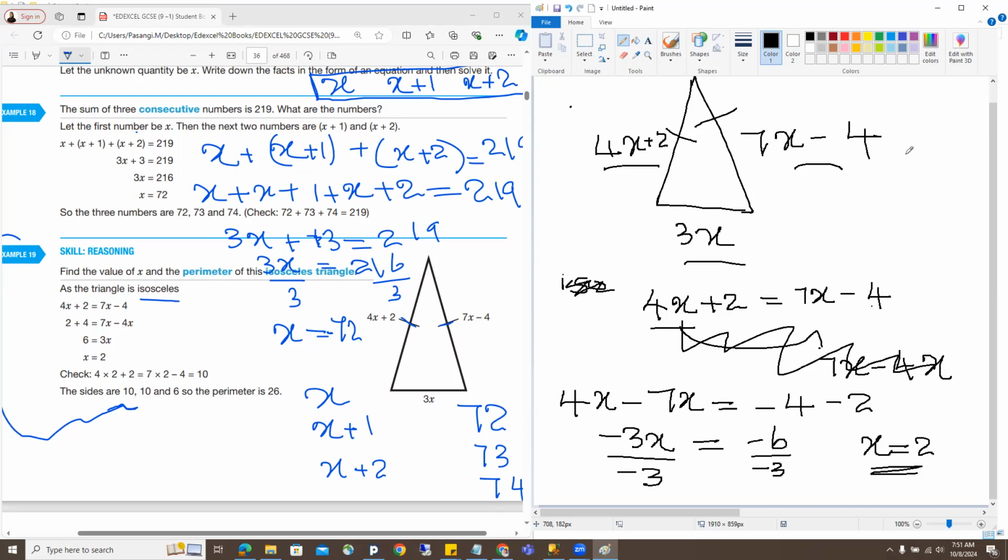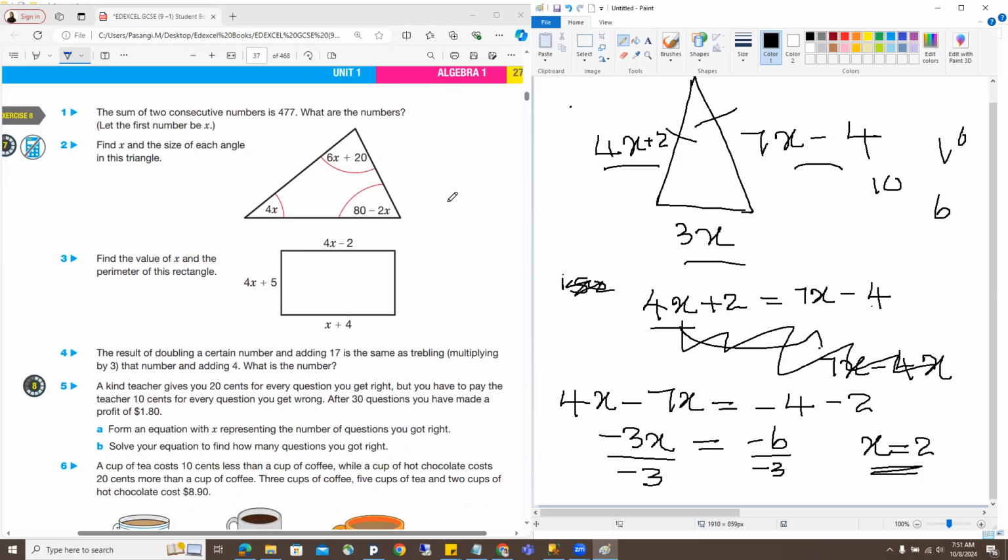What are the lengths? Did you find the lengths? x equals 2. Yes. Then we have 10. So two sides are there, that is 10 and 10. This side is 2 times 3, that is 6. It's clear.